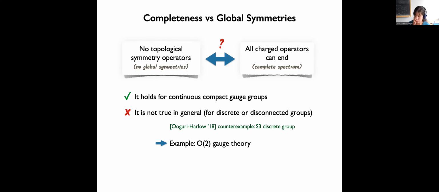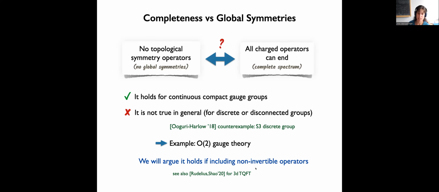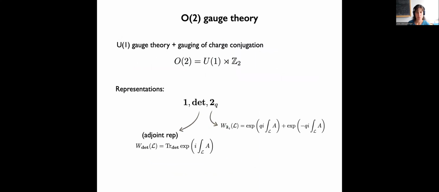What I'm going to argue, with another example, is that if we now take non-invertible operators into account, then we can recover this one-to-one correspondence. Instead of taking this discrete group, I find it more pedagogical to study the O2 gauge theory. This is a disconnected group, and here it is very easy to understand what's going on and how these non-invertible operators come into play. So let's see the example.